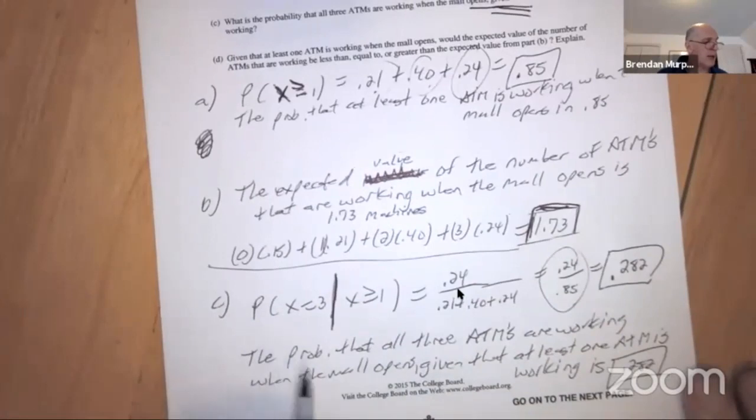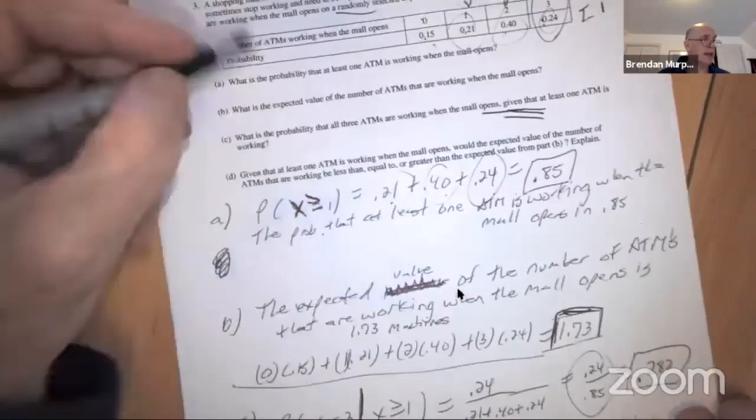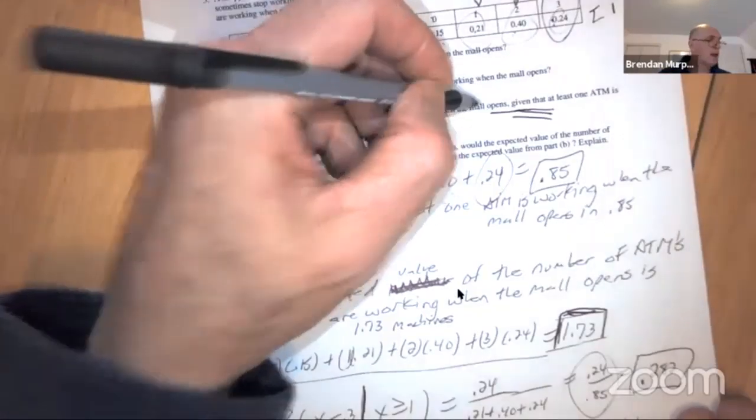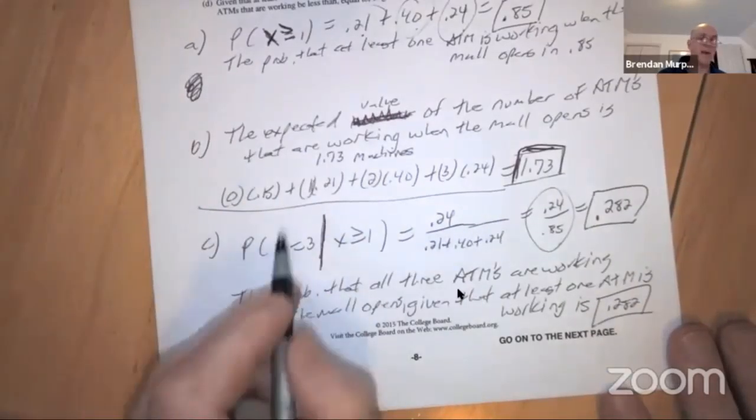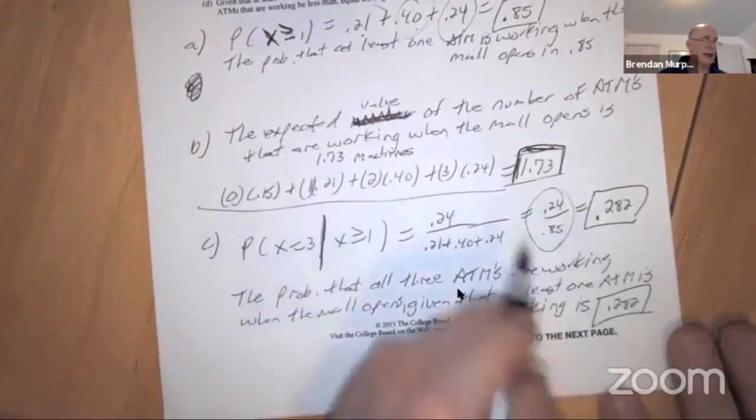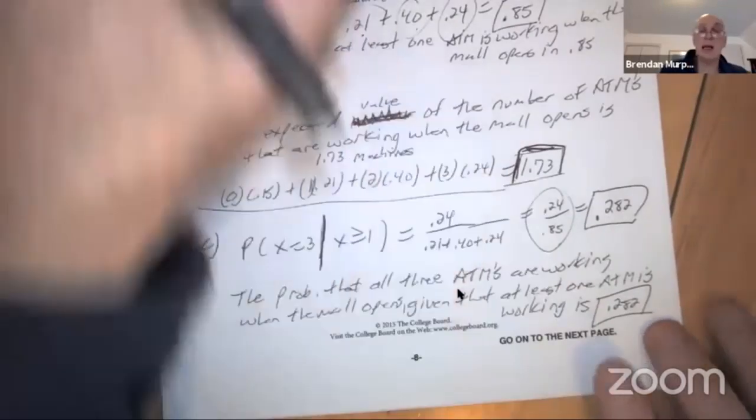And again, I wanted to have our sentence here. The probability that all 3 ATMs are working when the mall opens, given that at least one ATM is working, is 0.282. And in some ways, I'm just repeating the language in the question. But I have my context in here. I've shown the reader some math, et cetera. And I think hopefully that's a relatively strong answer that would get a lot of credit, if not full credit.